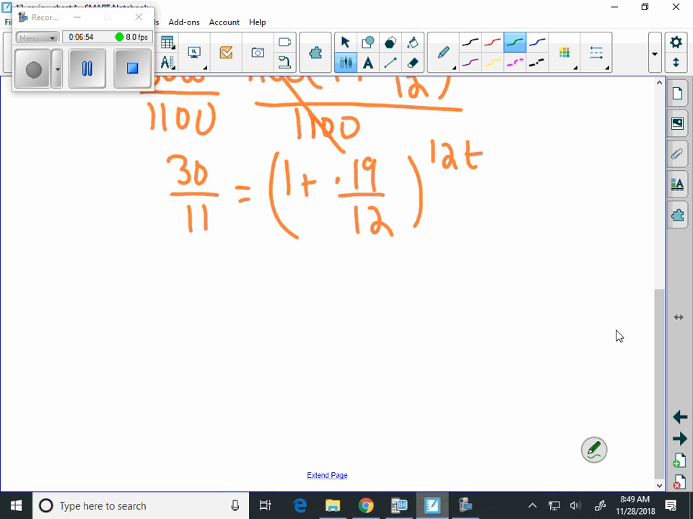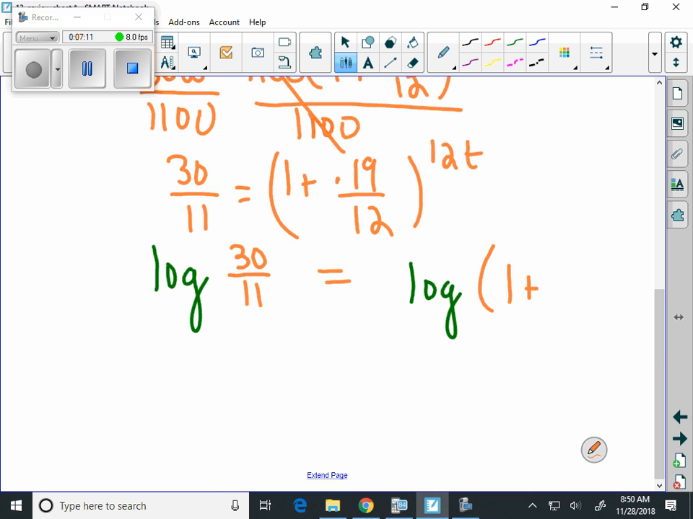So that leads us to the fact that we're going to have to put in a log on the left, and we have to put in a log on the right. It's going to be the log of 30 over 11 equals the log of 1 plus 0.19 divided by 12 to the 12t. And like many of the problems on this packet, we have to use the power property. What the power property says is, we can take this exponent and we can write it up front. That's how we can solve.